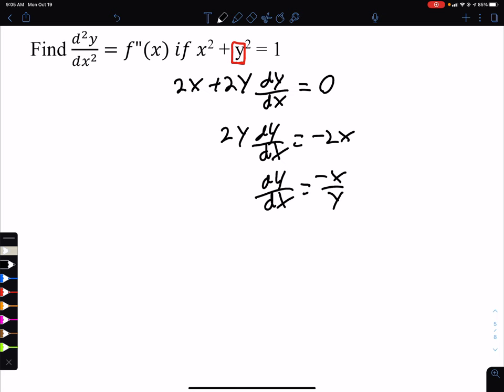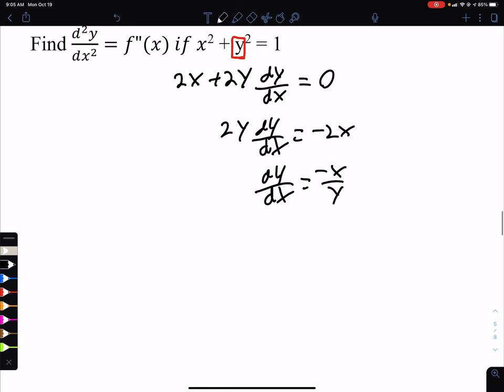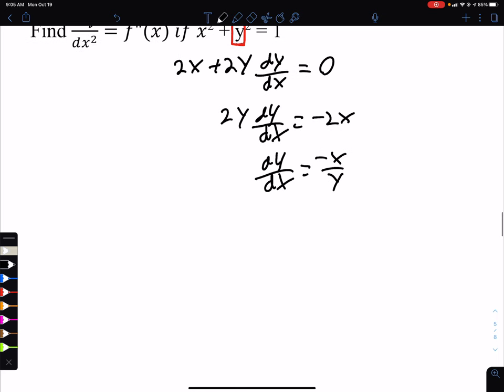But we want the second derivative. How are we going to do that? Well, we take the derivative of the derivative. So we take the derivative of that.